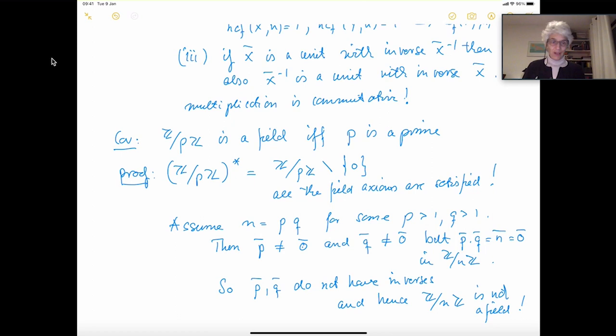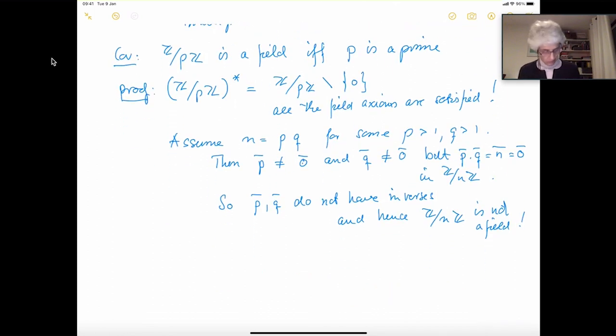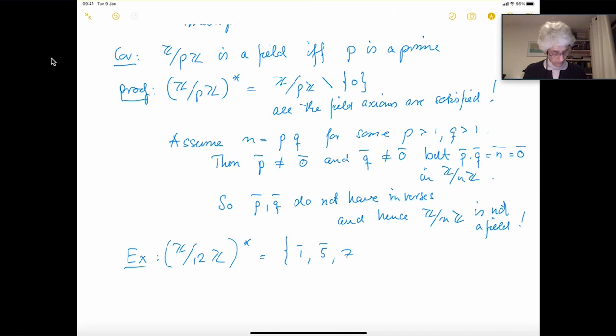Okay. So this is very useful information, and now I'm more or less ready. Maybe I first give a couple of examples of what sort of groups can arise. Let's look at the group Z mod 12 Z and its units. Well, what are the units? Of course, 1 is a unit, 2 is not a unit because it's not coprime. 3 is not coprime. 4 is not coprime. So the next coprime number is 5. And then we have 7 and 11. And these are all the numbers coprime to 12.